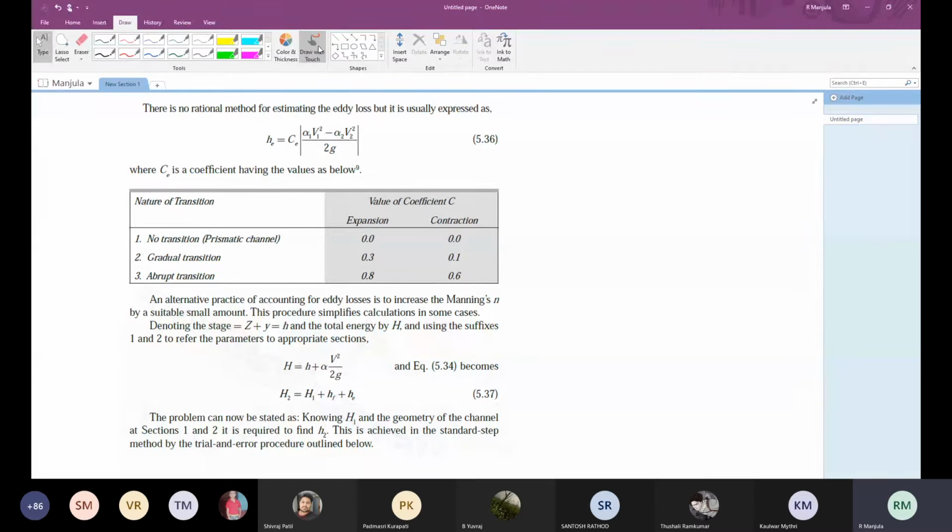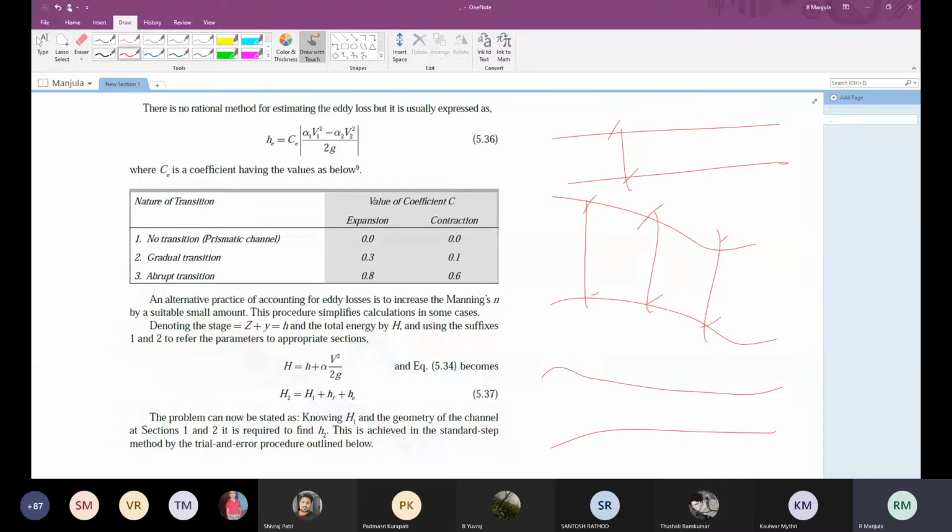How will it be? Here, the channel may be like this. This is the plan of the channel. The channel need not be uniform like this. Instead, the channel may be changing its cross section. So it could be a contraction here, or sometimes an expansion, like this also. It is a plan view. You just assume this is a plan. So either it could be expansion or it could be contraction.